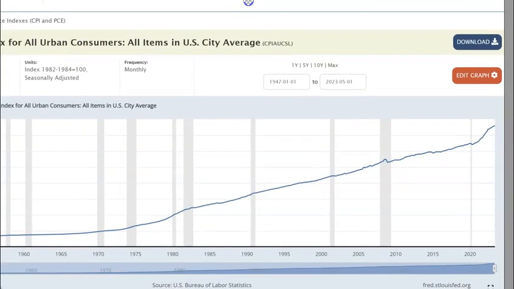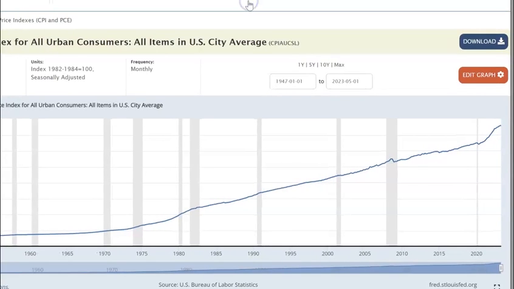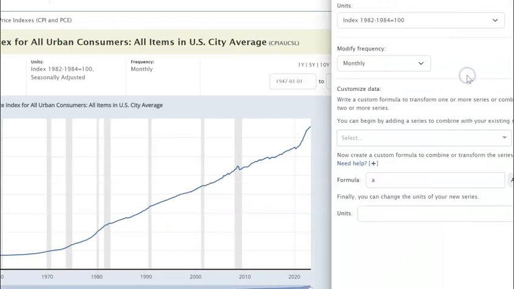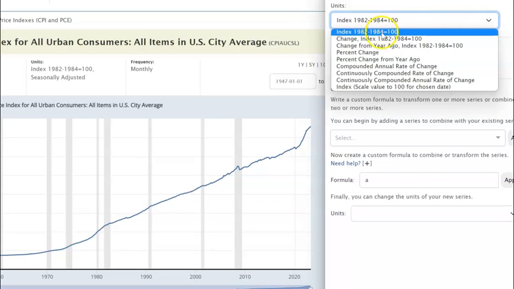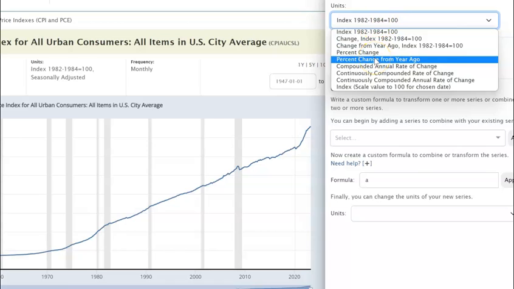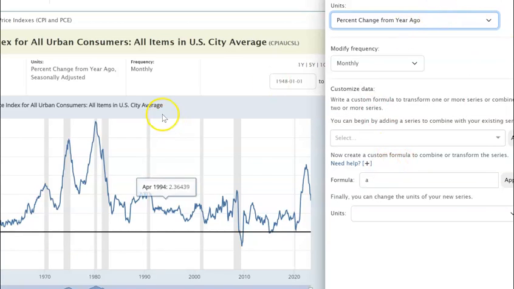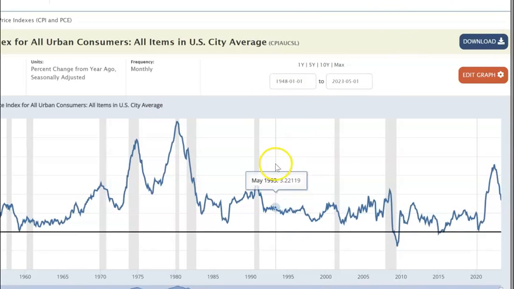Now, if I'm looking at CPI, I want to look at inflation. So one thing I need to do is convert the CPIs to percentage changes. So I can click on Edit Graph, and then I can go to the unit. I can say percent change from a year ago. And then once I do that, this is what my inflation rate looks like.